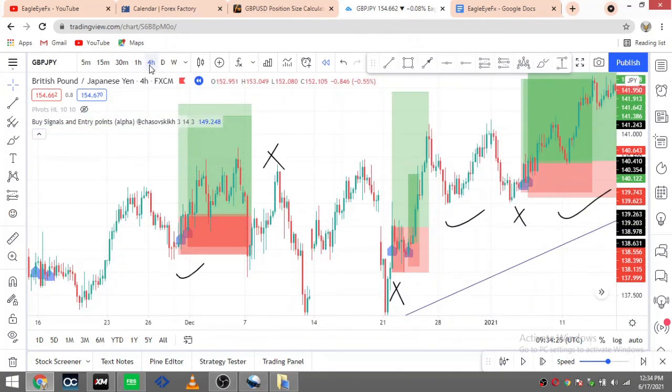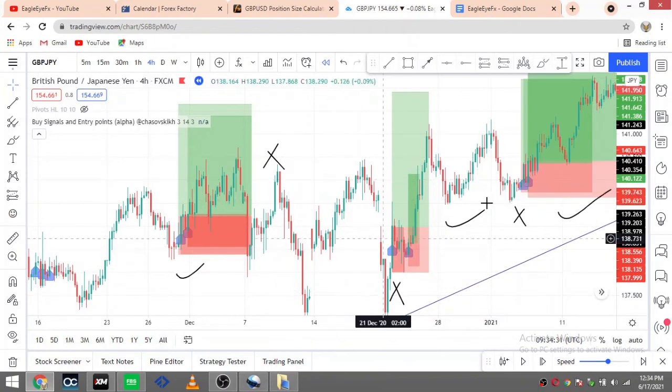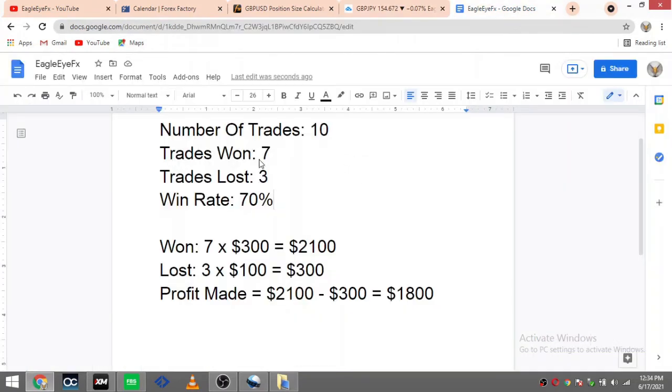Remember, we are on a 4-hour time frame. And remember, you do this on a market that is trending, a market that is on an upward trend, a market that is buying. So you must always check on that. Okay, so let's go to the math. The number of trades we took were 10. How many trades did we win? We won 7 trades. How many did we lose? We lost 3 trades. So that means our win rate was 70%.